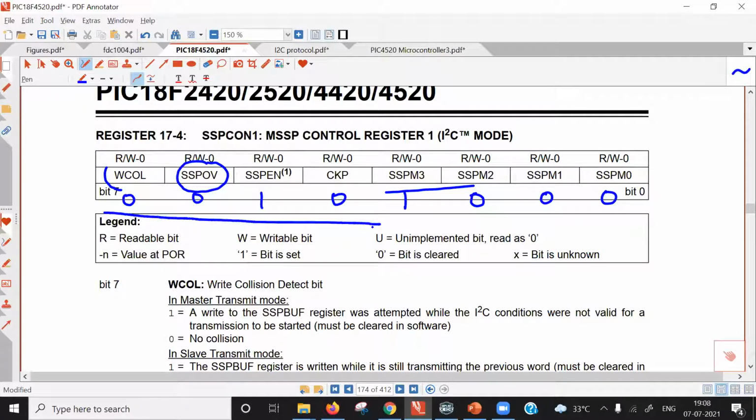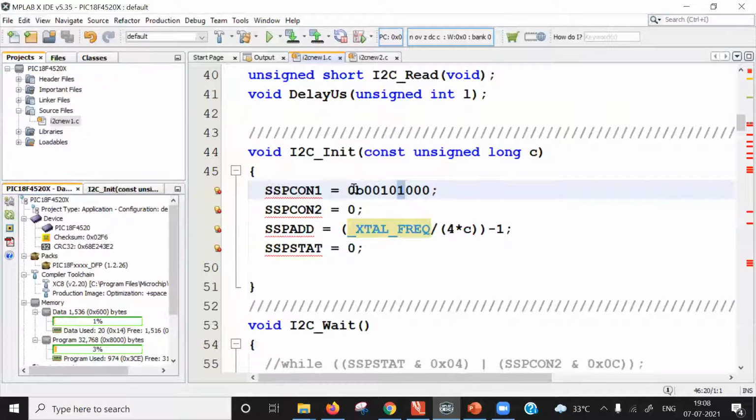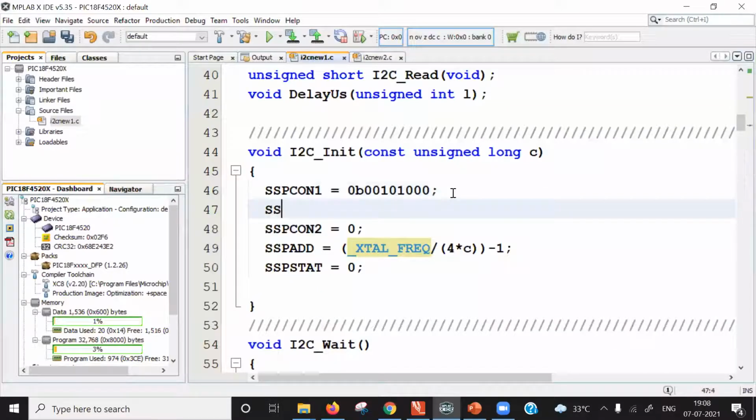So instead of hexadecimal number, I have loaded this in binary form. In hexadecimal, 0010 is 2, and 1000 is 8. In hexadecimal, it becomes 0x28. So in your program, it is up to you whether you want to use binary number format or hexadecimal number format. I can also write SSPCON1 equal to 0x28, meaning is same. Whether you load SSPCON with binary number or hexadecimal number, it is same thing.